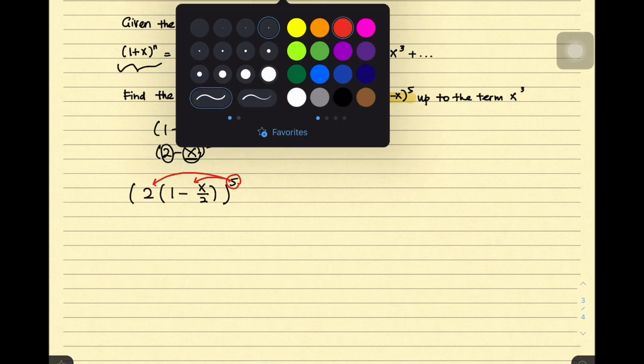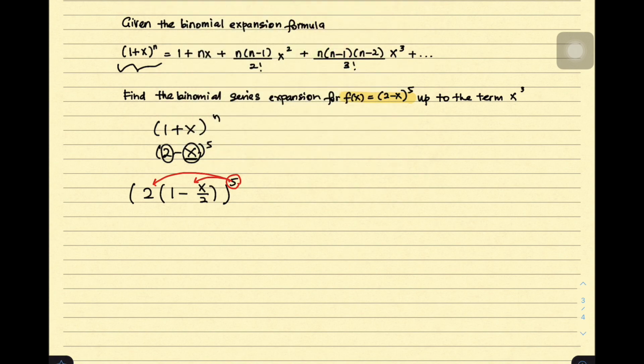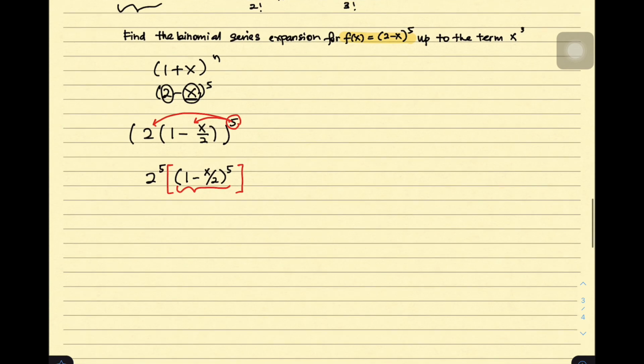So now you have the equation or the function in the form of 2 to the power of 5 darab dengan 1 tolak x per 2 kuasa 5. Macam tu. Okay, so now apa yang kita kena buat adalah kita kena cari expansion of this function menggunakan binomial expansion. 2 kuasa 5 ni dia akan jadi constant dekat luar, nanti kita akan darab kemudian. Okay, so sekarang kita nak cari dulu apa dia expansion untuk 1 tolak x per 2 kuasa 5.